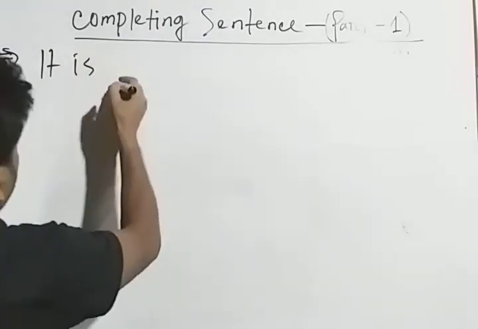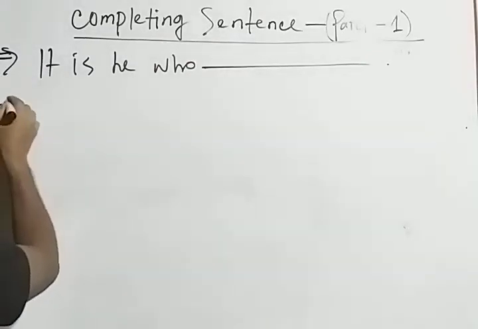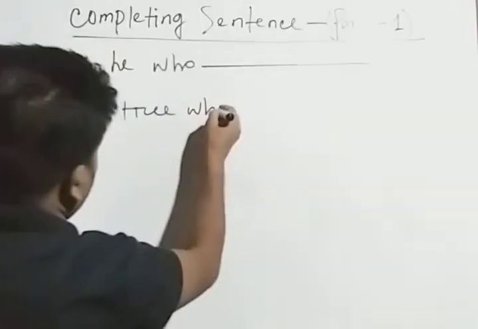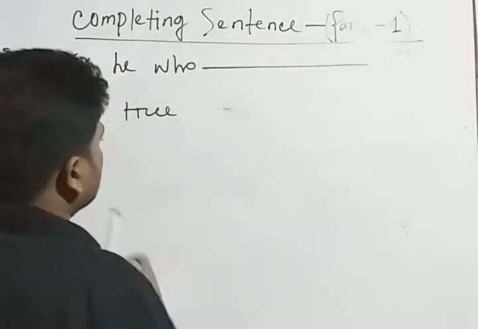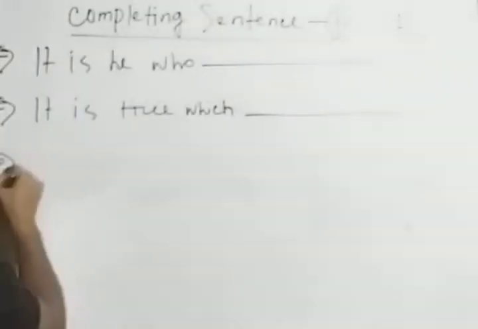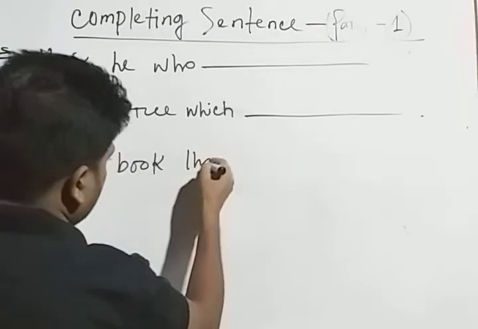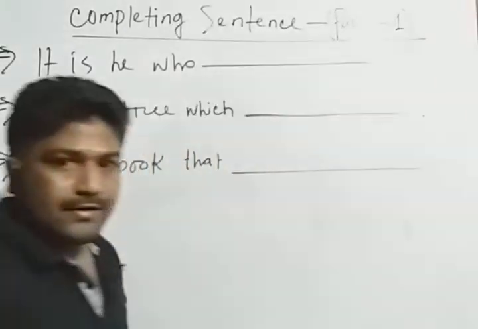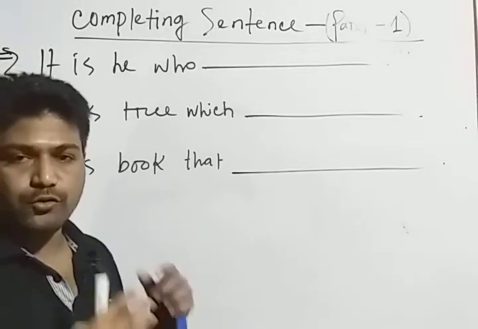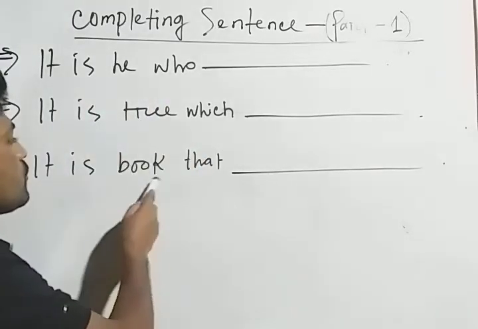It is he who. Example number 2, it is tree who is. It is book that. Okay, dear learners, I have written 3 examples here. Just look at the examples. It is he who, it is tree who is, it is book that.